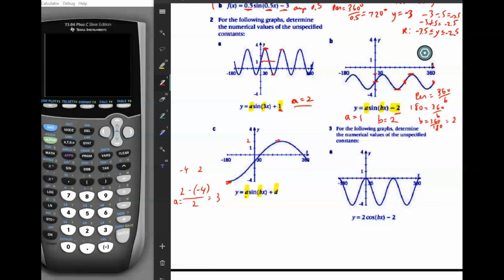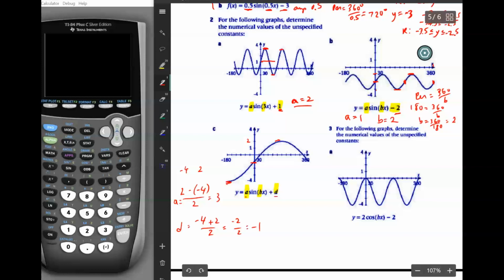Knowing the amplitude is 3, we can also see that the middle of the function is right there, so it's at -1. That makes sense, right? The halfway between -4 and 2 is -1. How do we do that with the formula? We use D equals min plus max divided by 2. So we have -4 plus 2 divided by 2. So it's -2 divided by 2, which is -1. So D is equal to -1.